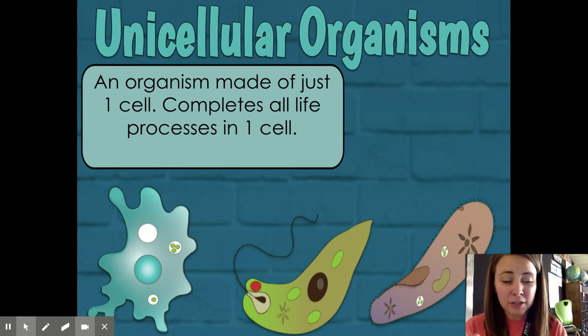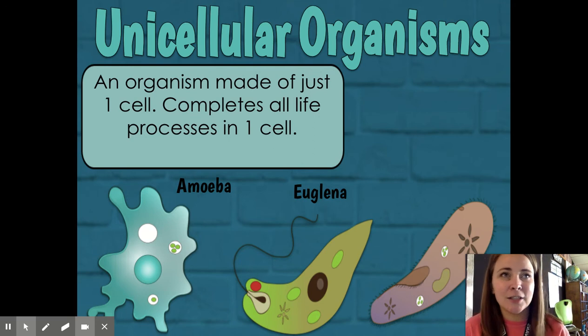So right now I want you to pause the video and I want you to try to drag and drop the labels for each type of these unicellular organisms into the correct place. So pause my video and try to do that. All right, so if you said the first one was amoeba, you are correct. And the second one is euglena. And the last one is the paramecium.